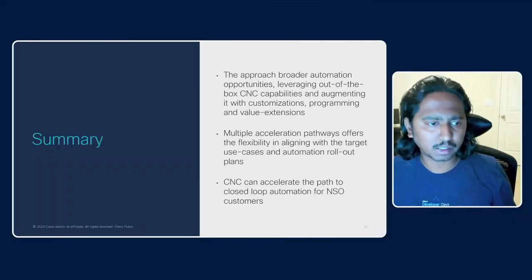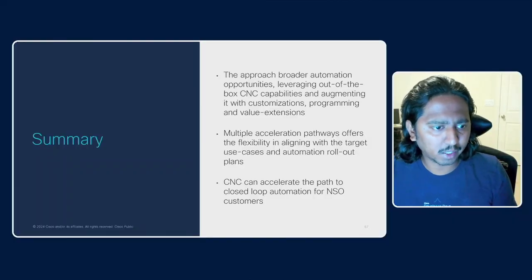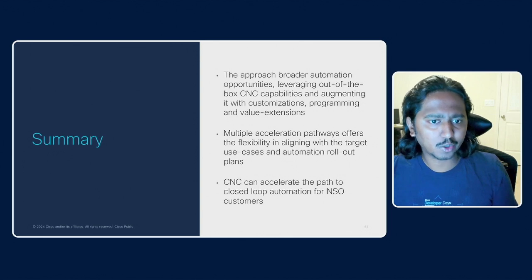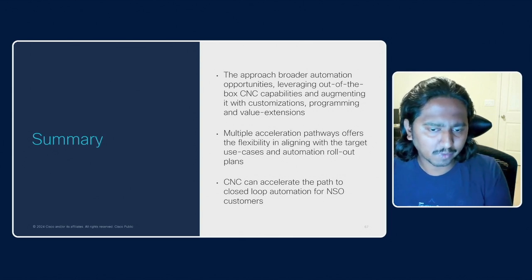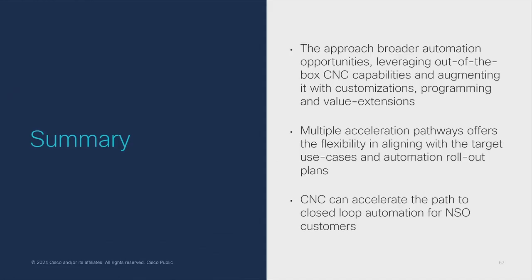So there are multiple acceleration pathways. You can start at a particular stage that you are at with NSO, extend with CNC, all the way to achieving closed loop automation, flexibly aligning with the target use cases, right? How can you roll out your automation plans in your journey and have CNC accelerate these closed loop automation use cases?